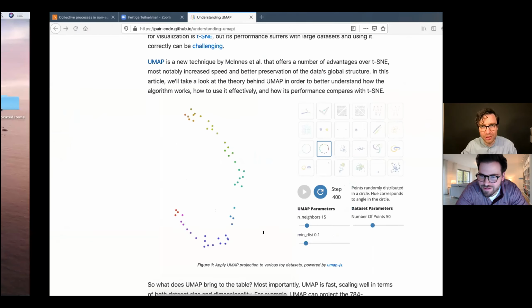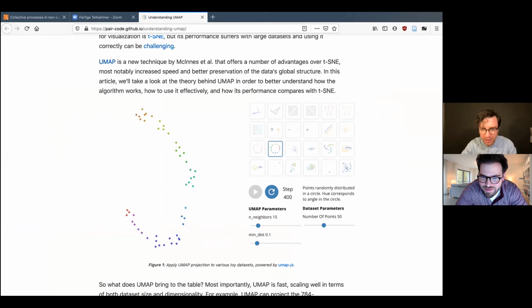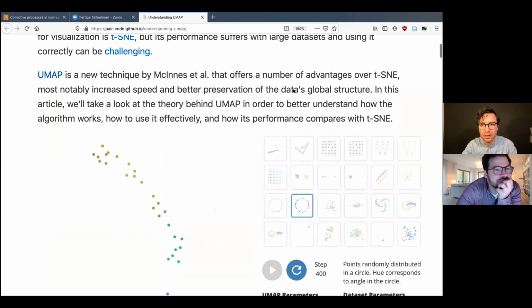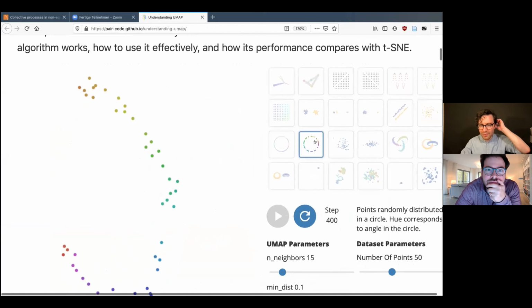Maybe there's one example that I can show. I don't know whether you can see this. Is this too small? Sorry, I don't share the screen, so you can't see anything. Let me show this example.